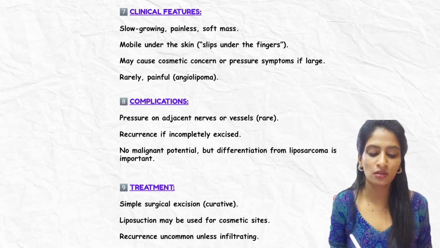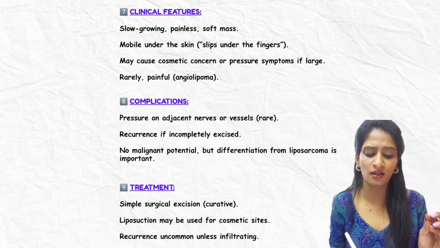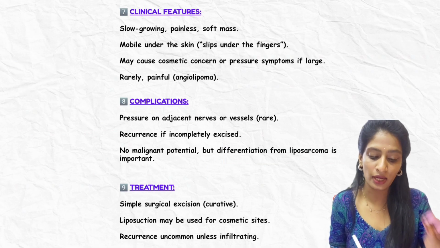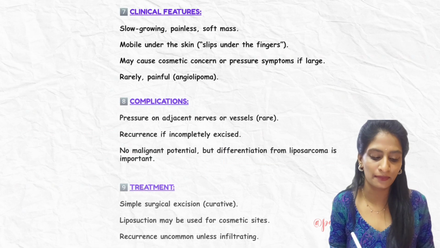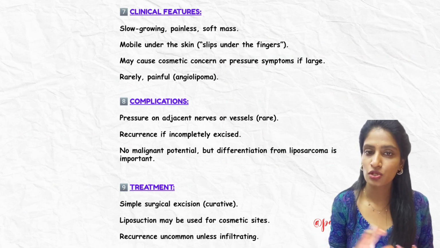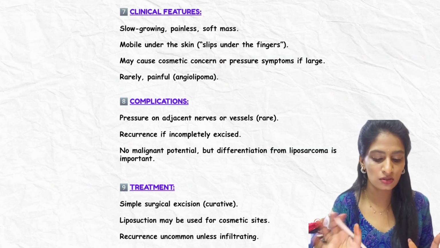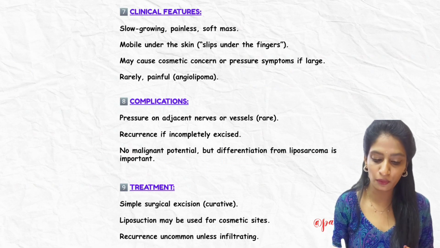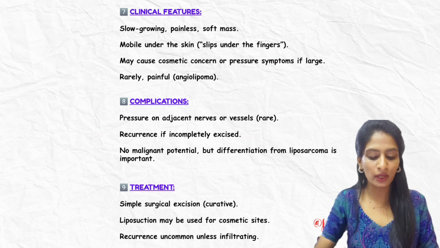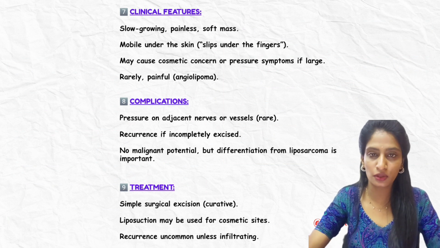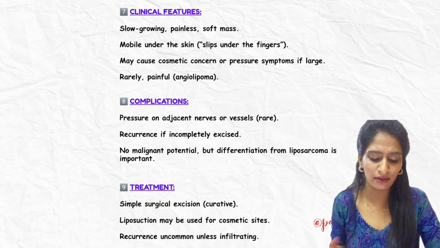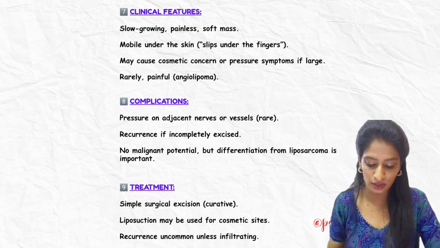Coming to complications, usually it's very rare, but it can press on your adjacent nerves or vessels. It can cause pain, and recurrence occurs if there is an incomplete excision. If it is completely excised, there is no recurrence. It doesn't have any malignant potential, but differentiation from liposarcoma is a must. Treatment-wise, surgical removal is curative, and liposuction has also come into use nowadays for cosmetic sites. Recurrence is uncommon unless it's infiltrating.